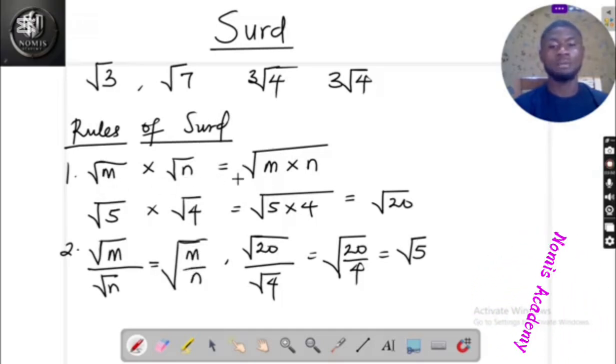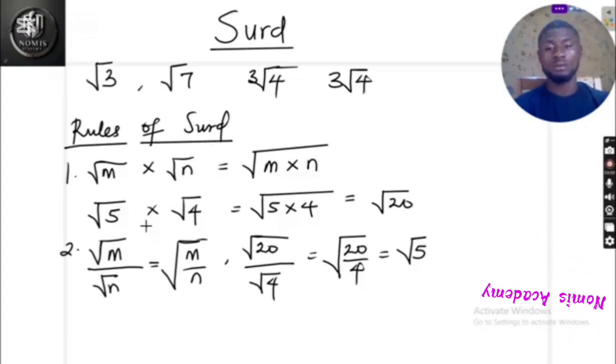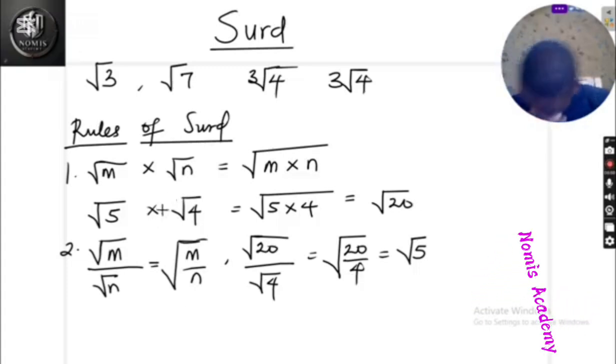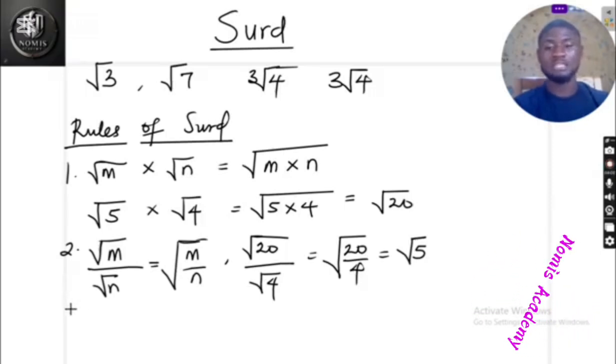So this is the rule of surds for multiplication and division. I can multiply this by this and have it like this, and I can divide numerator by denominator and have my answer like this. But the case of addition and subtraction is not like that.